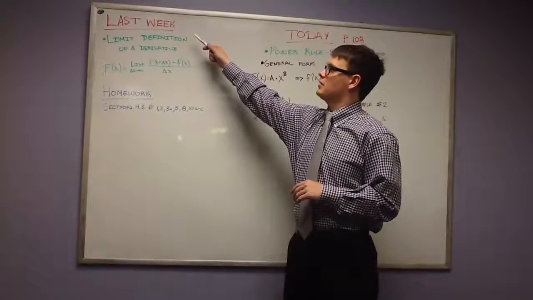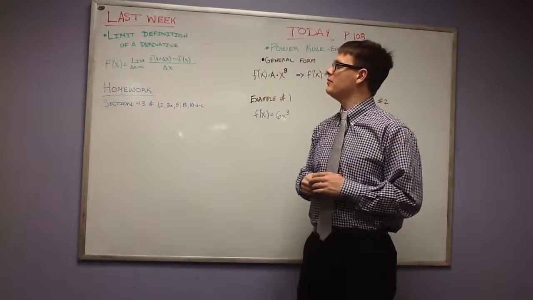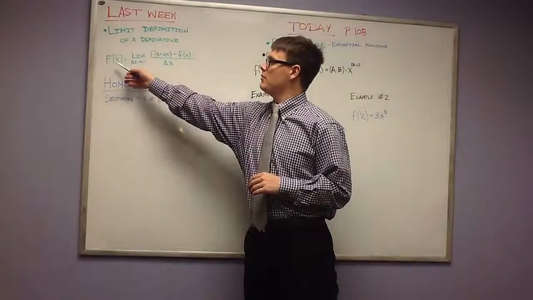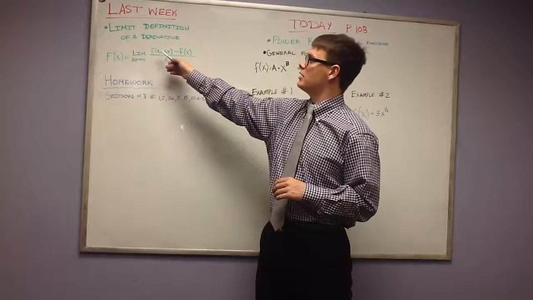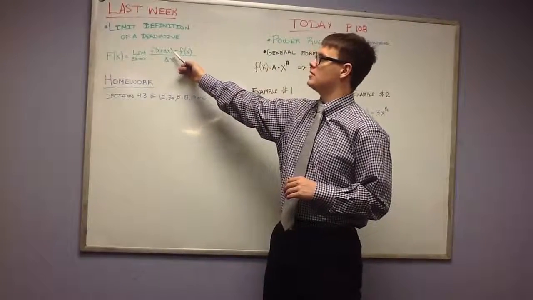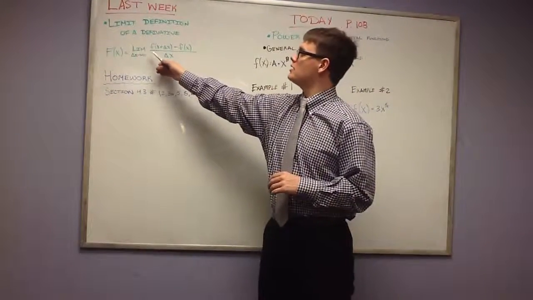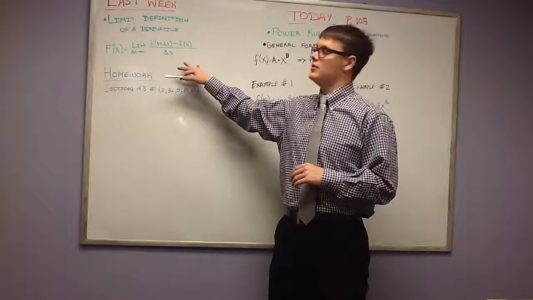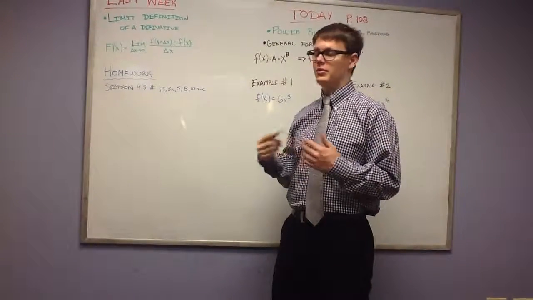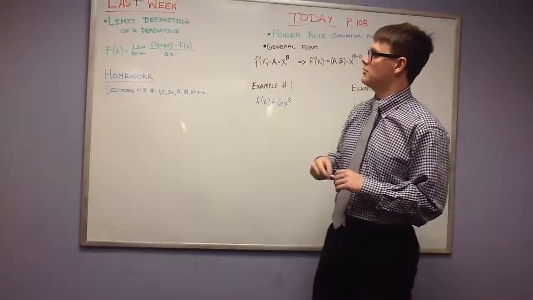Last week in class we discussed the limit definition of derivative. As we talked about last week, f prime of x is equal to the limit as the change in x approaches 0 of the function f of x plus change in x minus the function of x, all divided by the change in x. This limit, however, is time consuming. It often takes a long time to find simple derivatives, especially for things such as exponential functions.